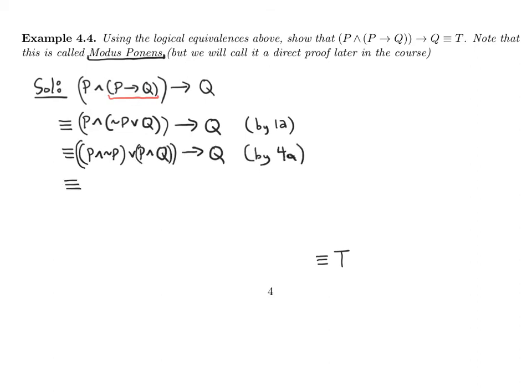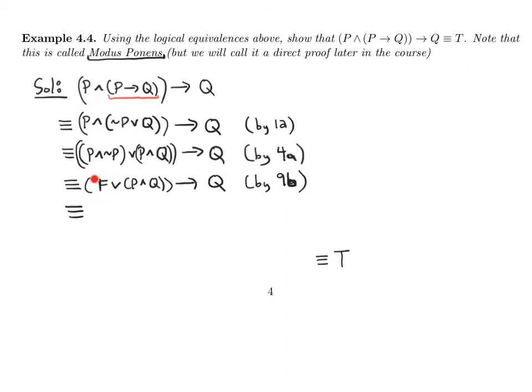So now I notice I have this P and not P. I know that that is indeed a contradiction, and that's by 9A. So this is indeed always false. P and not P is always false. So this is the same thing as saying a contradiction, F, or P and Q, implies Q. Okay, and that is by, I believe it's 9A is that one? Let me have a quick look. No, 9B. Sorry, that should be 9B.